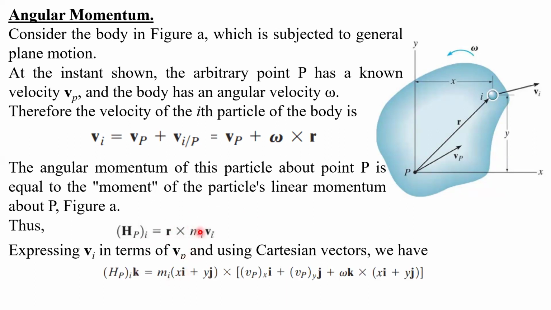So, expressing v_i in terms of v_P and using Cartesian vectors, we have that m is a constant, so we can bring out m because it is commutative. So you can put it anywhere and it will still work. So now it is m r cross v, and v_i is v_Px i plus v_Py j, that's the x and y components of v_P, plus omega in the k direction cross r, which is x i plus y j. And we know that k cross i is j, and k cross j is minus i.